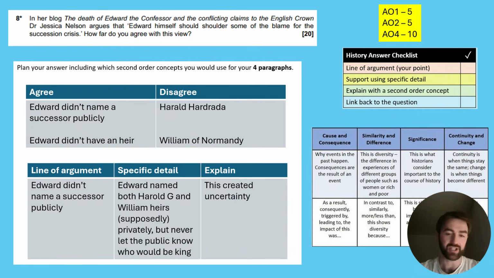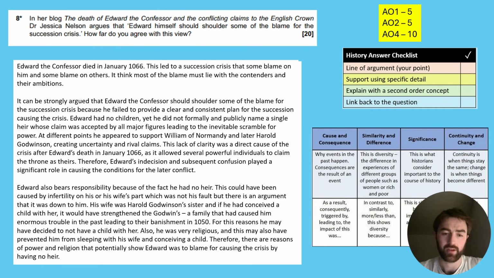But let's see some of this in action. I've got a couple paragraphs here. I want you to think about where you can identify those 4 steps in the history answer checklist, but also try and identify where it has a letdown, because there certainly is one. So just have a read through that and try and identify where the 4 steps in the history answer checklist are.